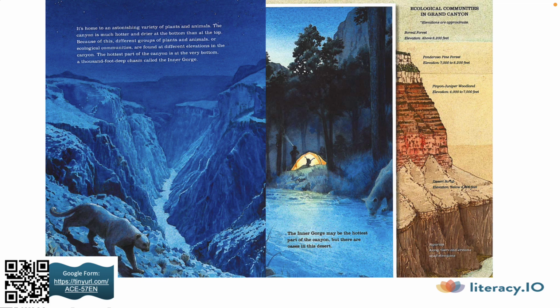The canyon is much hotter and drier at the bottom than at the top. Because of this, different groups of plants and animals, or ecological communities, are found at different elevations in the canyon. The hottest part of the canyon is at the very bottom, a 1,000-foot deep chasm called the Inner Gorge. The Inner Gorge may be the hottest part of the canyon, but there are oases in this desert.